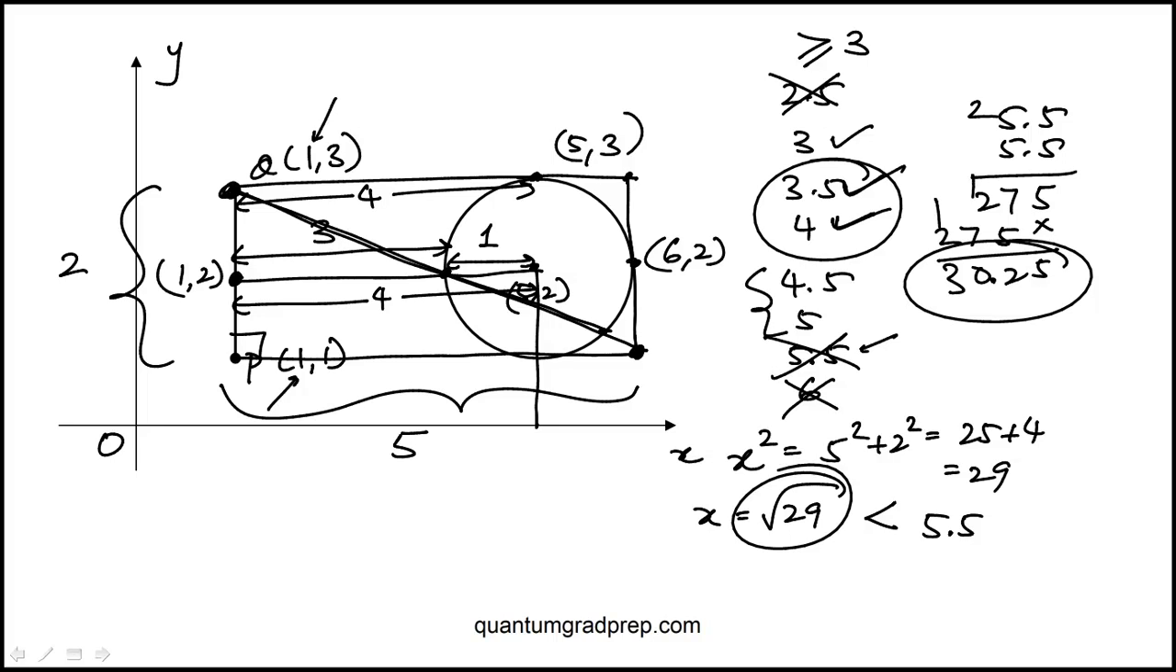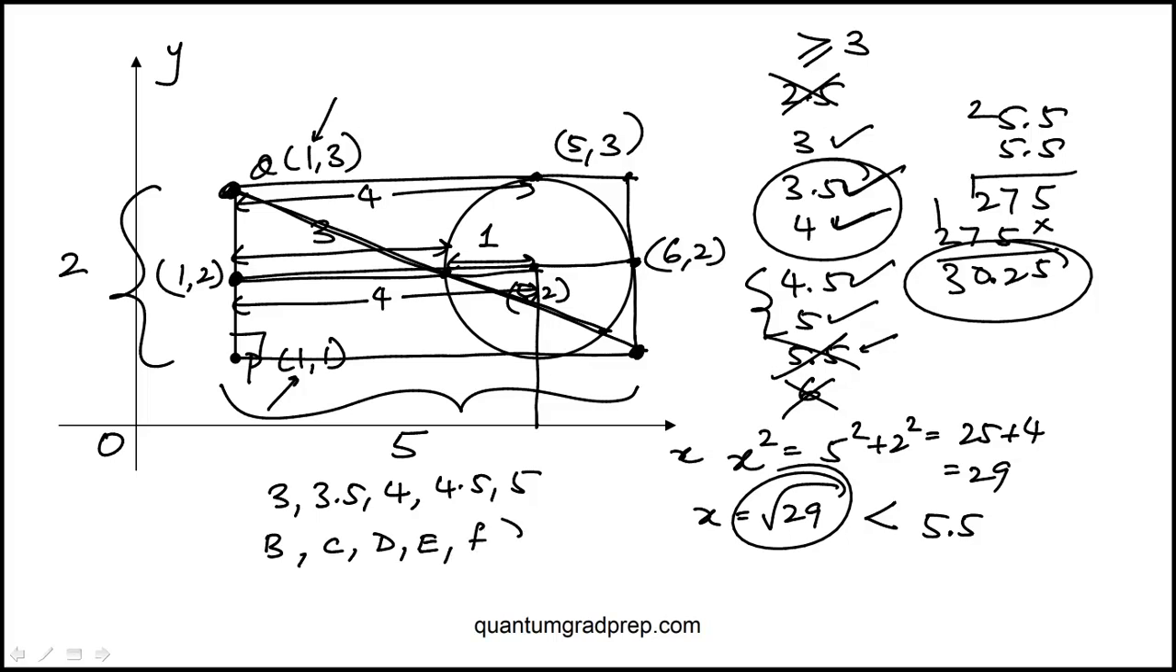If you look at the distance between this end of the circle and (1, 2), that's 5 units. So we know 5 is acceptable, and certainly 4.5 as well. So the answer is going to be 3, 3.5, 4, 4.5, and 5, which are choices B, C, D, E, and F.